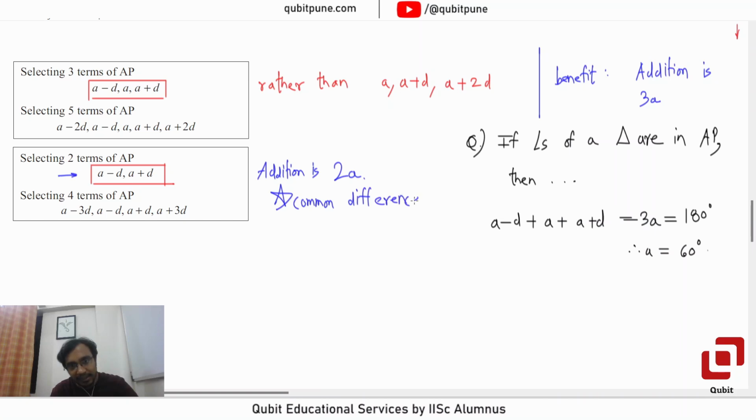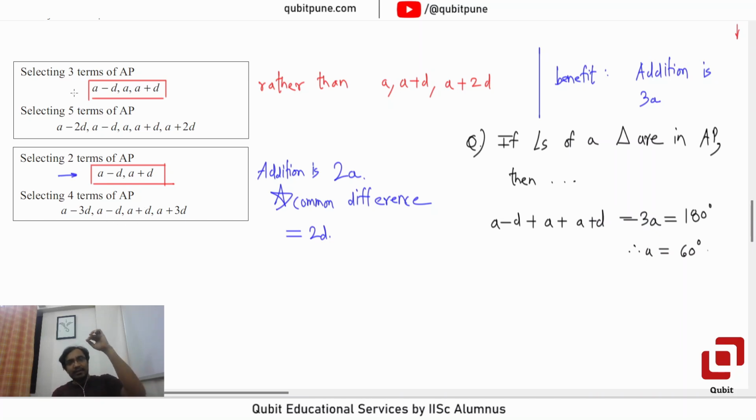Usually it is D, but in this case the common difference is 2D. Are you getting my point? A plus D minus A minus D, that's 2D. Okay? Next, if we select 4 terms, same logic. Take the common difference as 2D instead of taking it as D. So A minus 3D, A minus D, A plus D, A plus 3D.